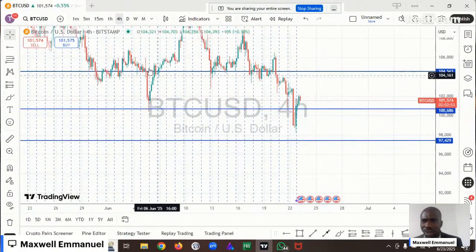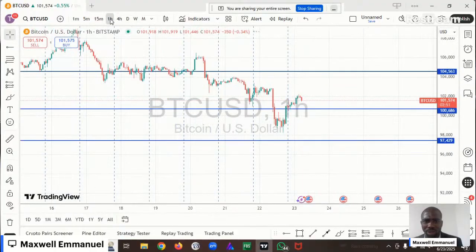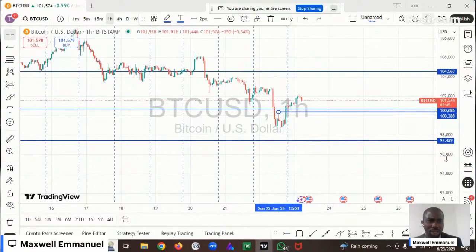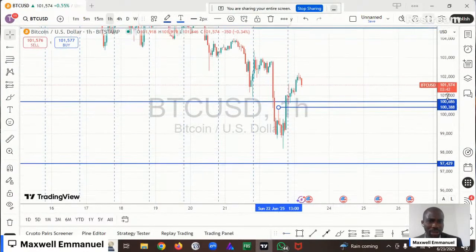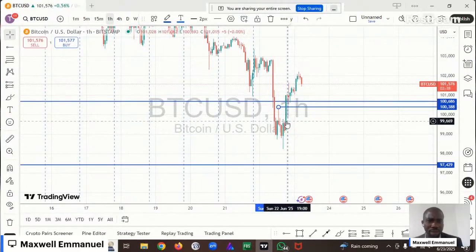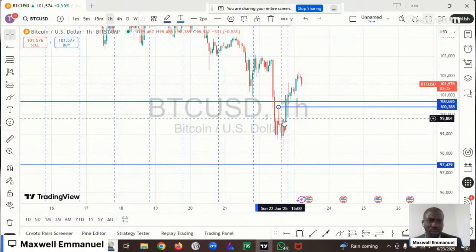So let's go down to 1 hour, 15 minutes. There should be a shift in market structure. Okay, so you can see on 1 hour time frame, there's a shift in market structure at this point. So that is a buy. After the shift in market structure, you can see a fair value gap was created here. So price is likely going to pull back to fill this fair value gap.